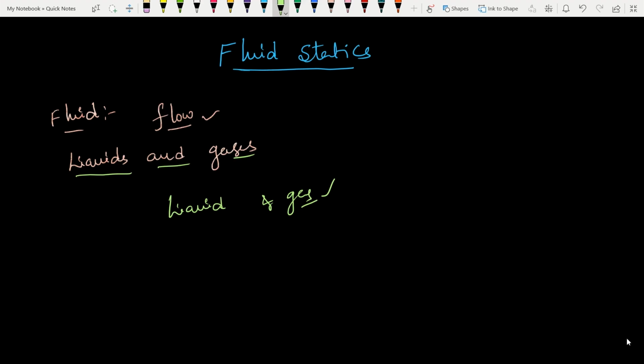Fluid mechanics is a branch of physics that deals with the behavior of fluids at rest and in motion. So it is mechanics, fluid mechanics. It deals with rest and motion.